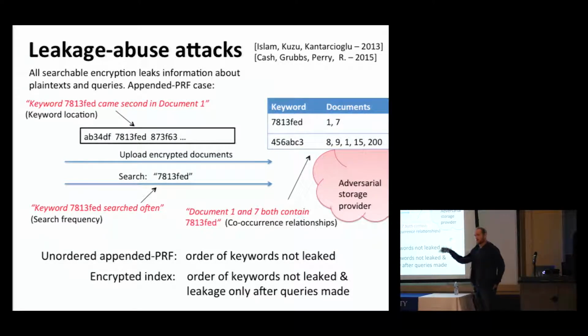In the other extreme, which is that you query every single keyword in the document, then the leakage of encrypted index schemes, of course, degrades right down to these unordered Appended-PRF schemes. And so in particular, you get these types of information about all of the documents.